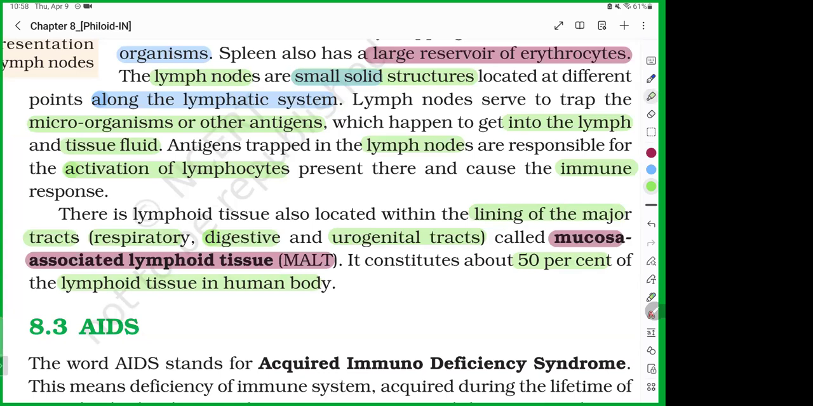Why? Because there are openings in all three systems. When there is an opening, microbes can enter this area. To trap these microbes, we should have lymphoid tissue in these three areas, and we have a lot of lymphoid tissue in them. That's why, for the respiratory tract and the digestive tract, both are present in the common region of the neck. That's why you will see in the neck region there are a lot of lymphoid organs.